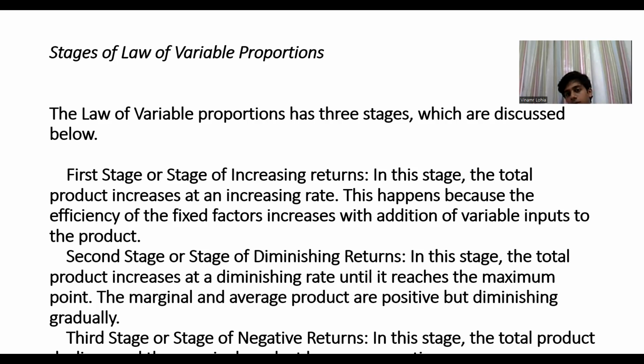And the second stage is diminishing returns. In this stage, the total product increases at a diminishing rate until it reaches the maximum point. The marginal and average product are positive but diminishing gradually. And in the third stage, there are negative returns: the total product declines and the marginal product becomes negative.